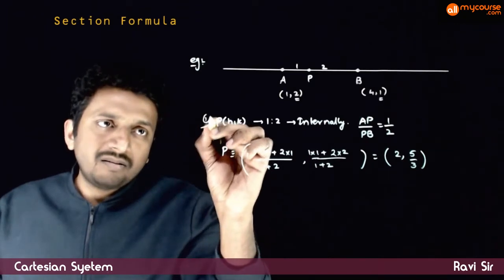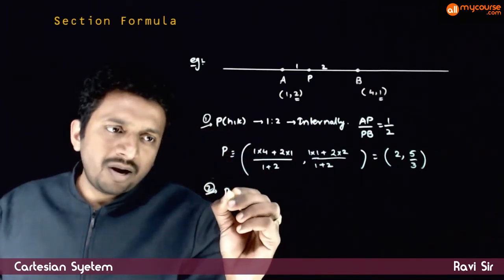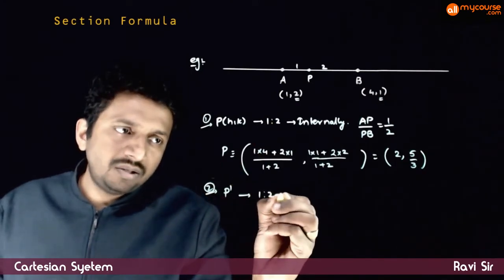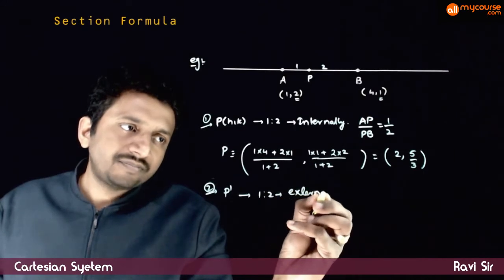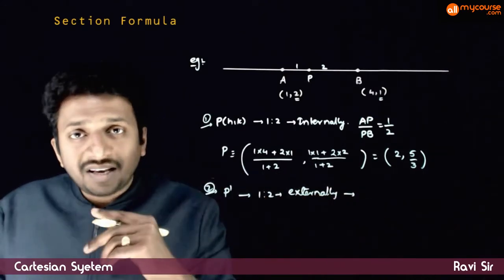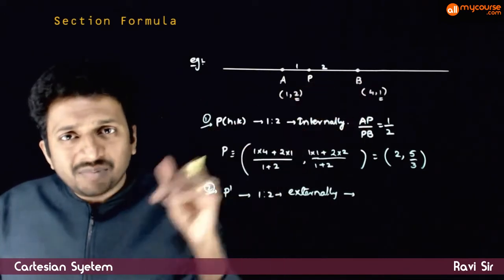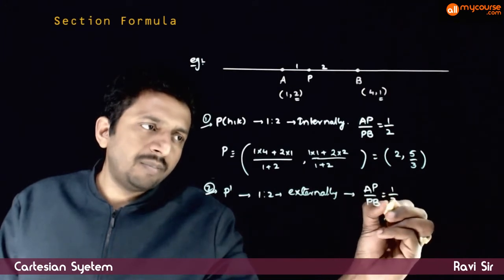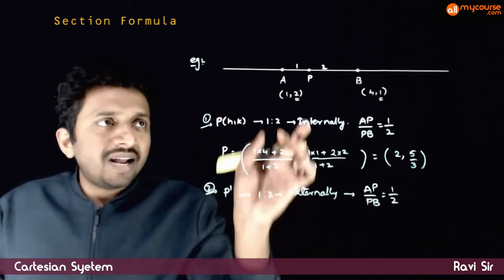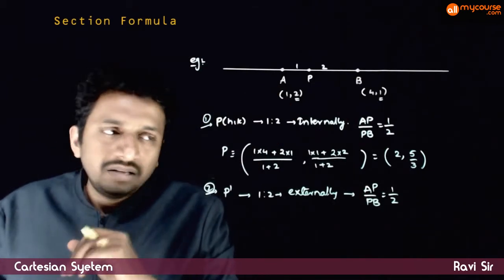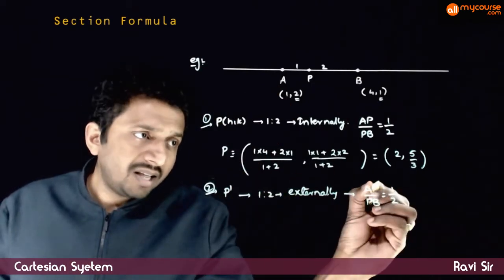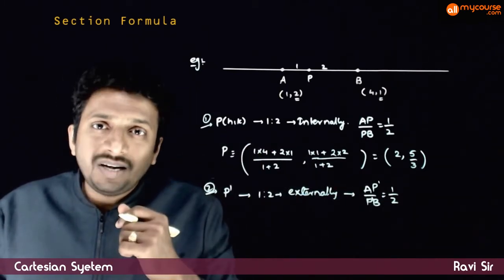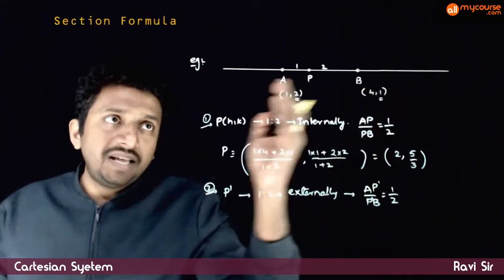Now, next, if I want a point P dash which divides AB in the ratio 1:2 externally, that means again I want a point on this line AB such that AP by PB is equal to 1 by 2 again. But P should not lie inside the line segment AB. So this time if I want a point P dash which satisfies this relation, where do you think P dash has to lie? So will P dash lie here or here?